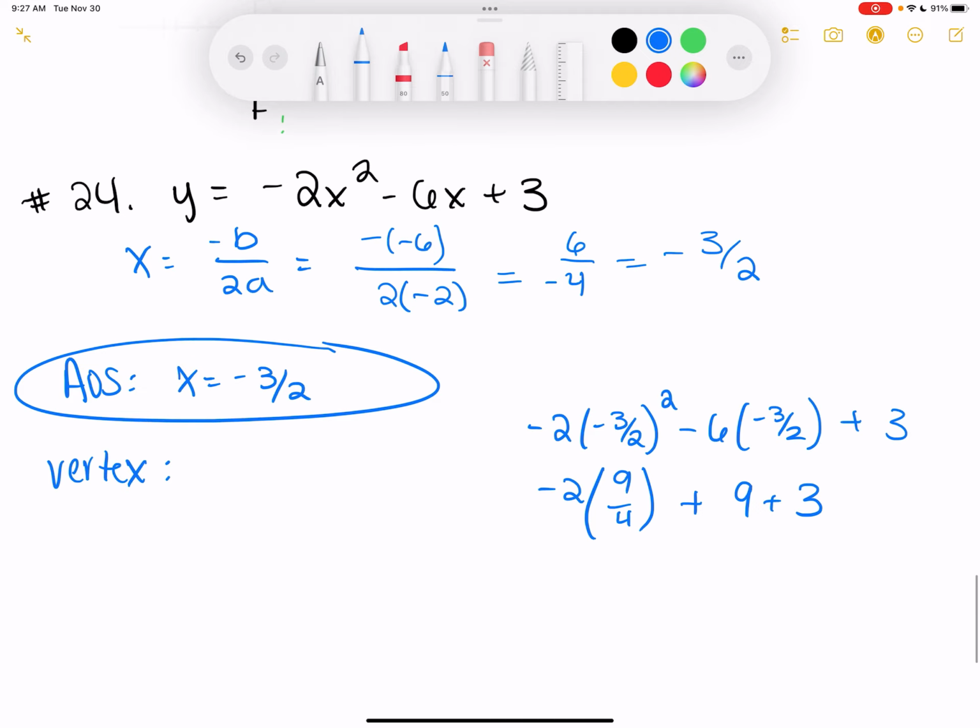So then this first part simplifies to negative 9 over 2. Plus, I'm going to go ahead and switch these to be over 2 so I can get a common denominator. Well, I'm going to make this 12 first, and then I'm going to put it over 2. So it's going to be 24 over 2. I'm just trying to save myself as many steps as possible. If you don't need to write out all these steps, you don't have to. And so then, what is this, 15 over 2? So my vertex is at negative 3 halves and 15 over 2.